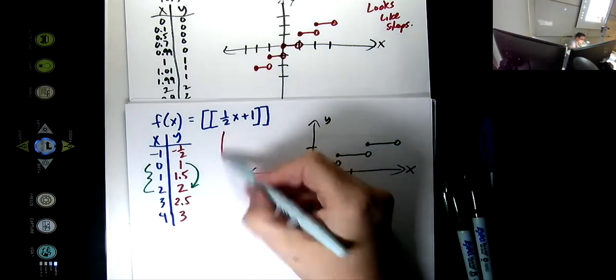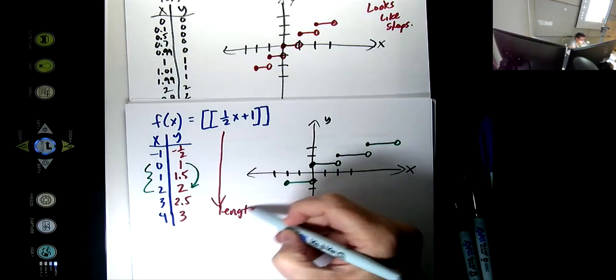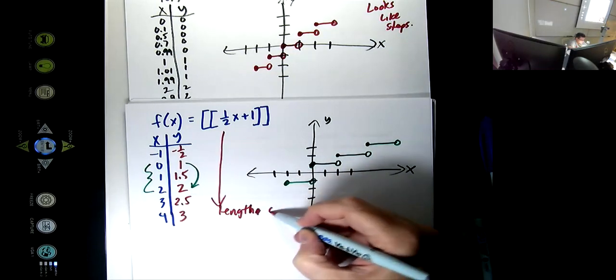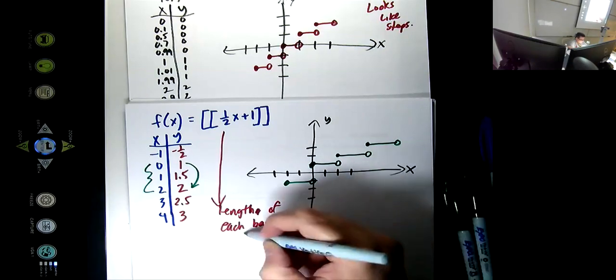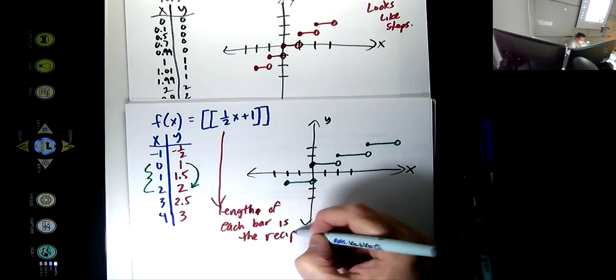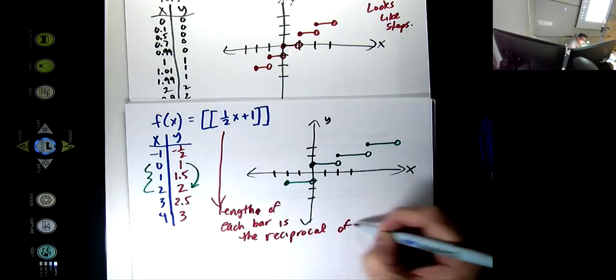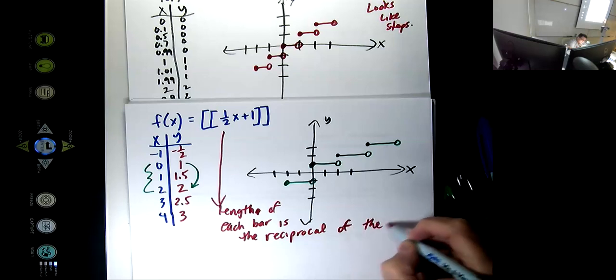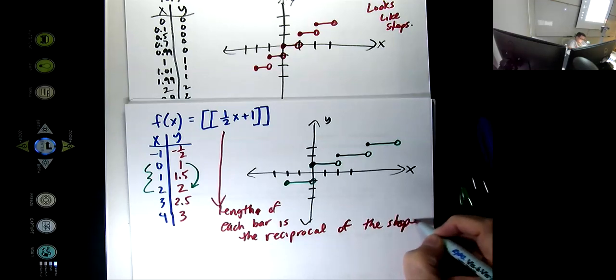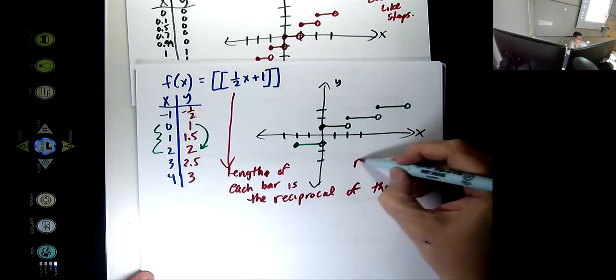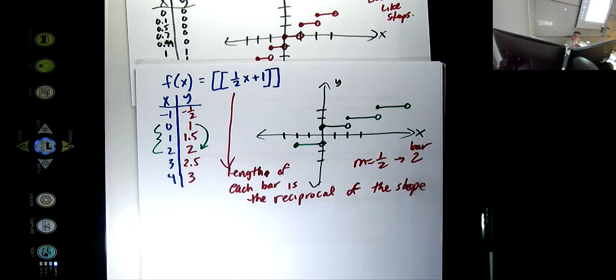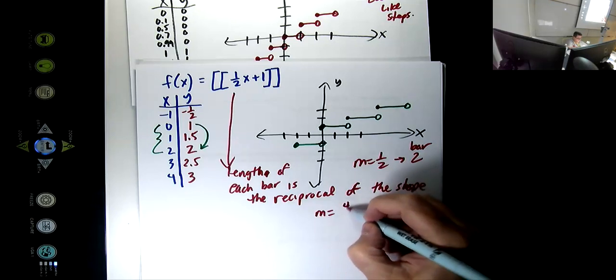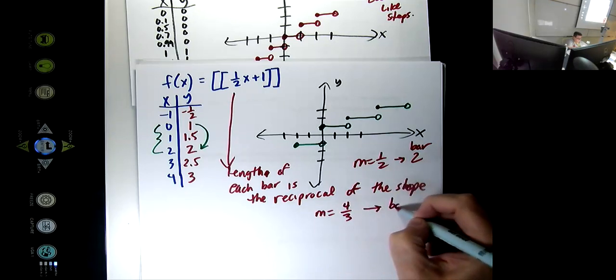So the length of each bar is the reciprocal of the slope. M equals 1/2, bar length is 2. If M equals 4/3, the bar length is 3/4.